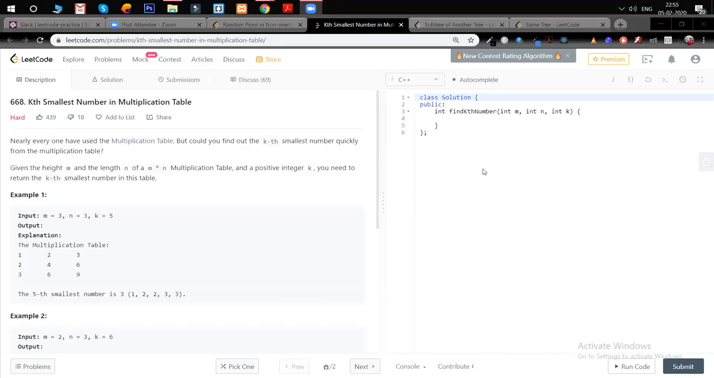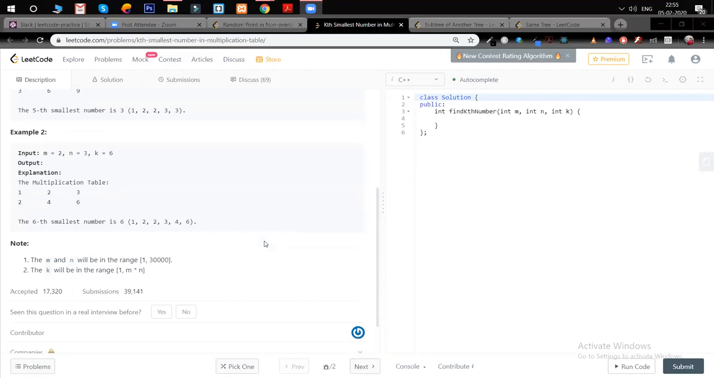You just put the first candidate of the first row, the first candidate of the second row, and the first candidate of the third row into a heap. So you will put three elements in your heap, and you will see, okay, I want to find the 5th smallest element, for example, in the first example.